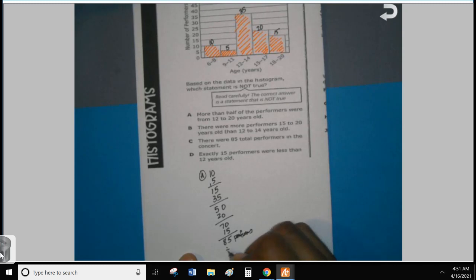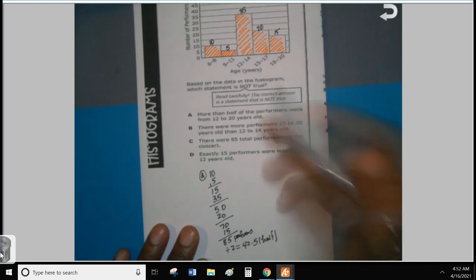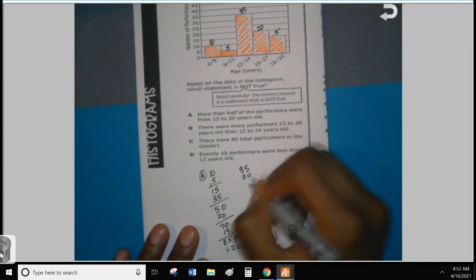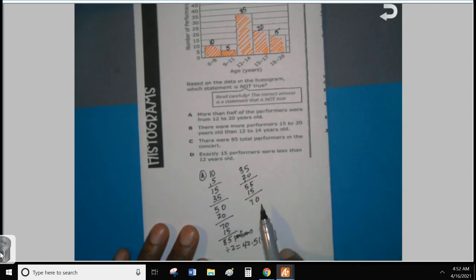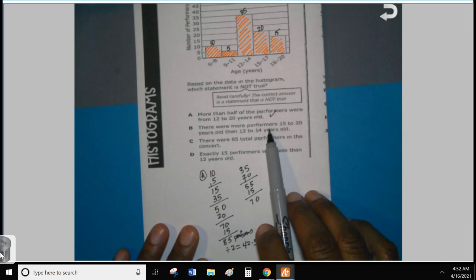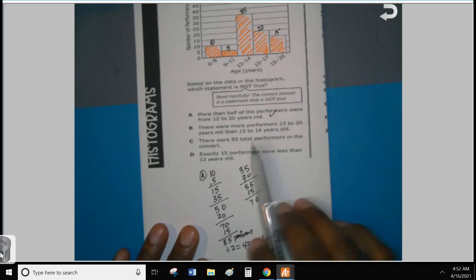85, if I divide it by 2, would give me 42.5. So that's the halfway point. More than half of the performers were 12 to 20 years old. So 12 to 20 years old gives me 35 plus 20 plus 15, which is 70. Is that more than half of them? Yes, that's true. There were more performers from 15 to 20 years old than 12 to 14.